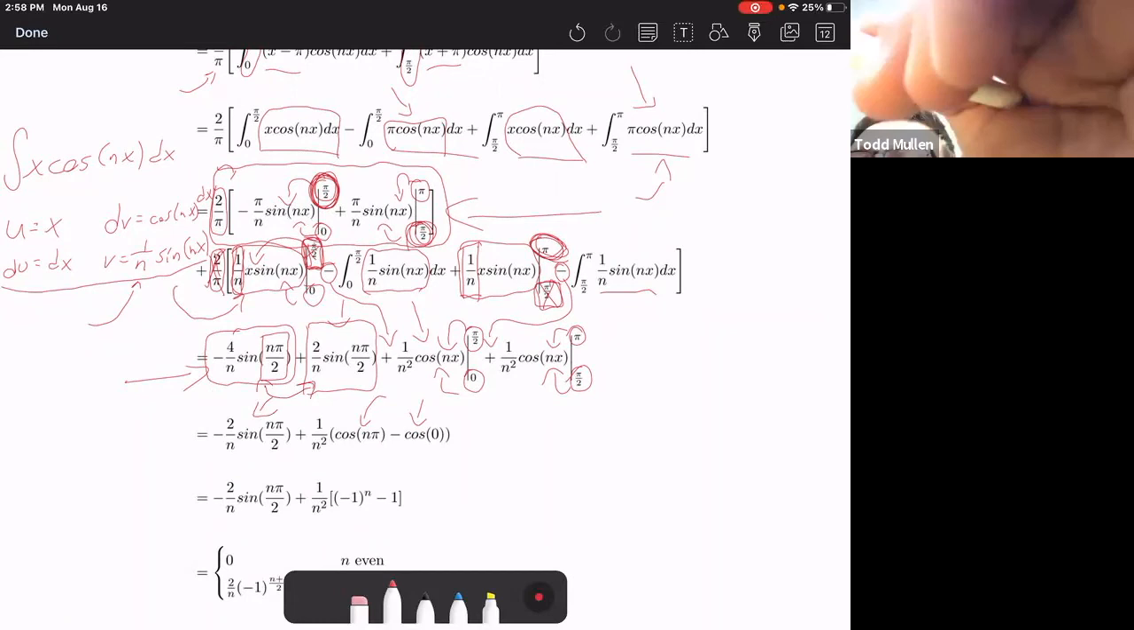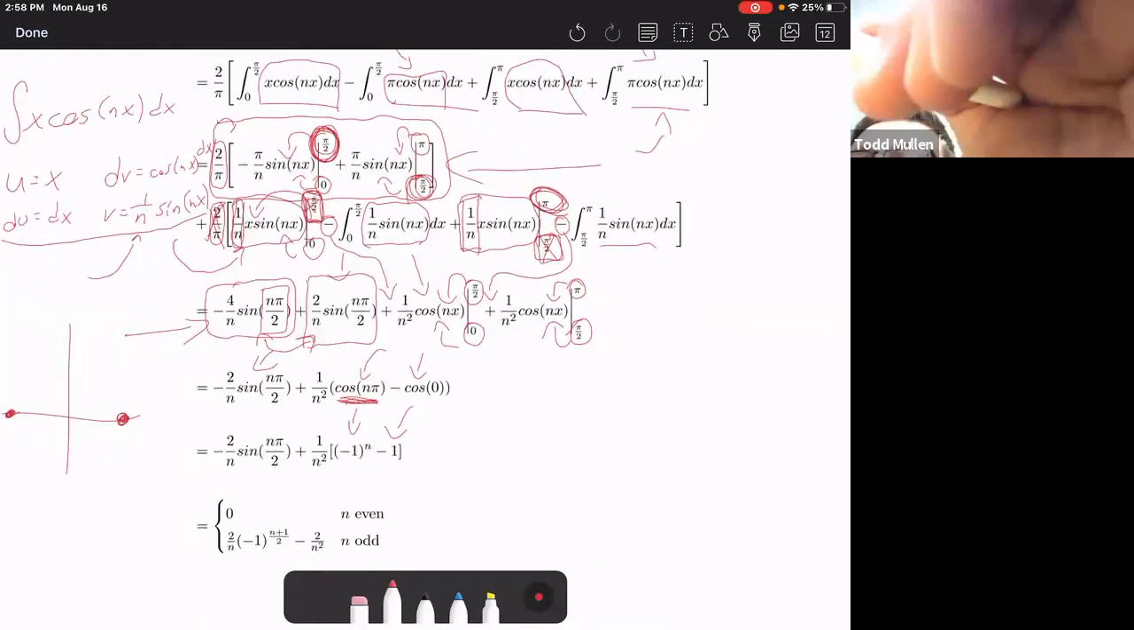Now we get into the trickier part where cos of n pi can be simplified. As we discussed before, cos of pi, cos of 2 pi, cos of 3 pi, cos of 4 pi, it's just going to bounce back and forth from 1 and negative 1. So this just becomes negative 1 to the n minus cos of 0 is 1.